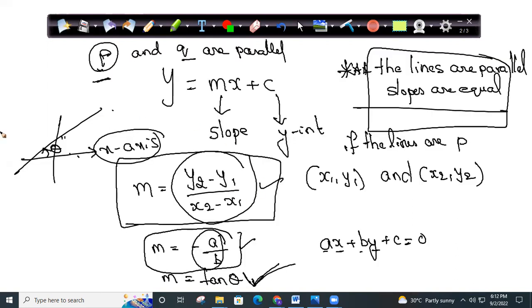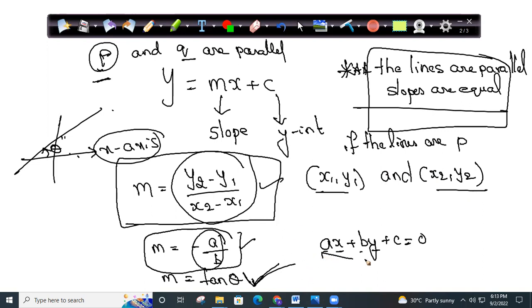next I'll go to the next page. So far I'm very clear in my thoughts. There are three ways to find the slope of a line. When 2 points on the line are given, y2 minus y1 by x2 minus x1. First point is called x1 y1, second point is called x2 y2.